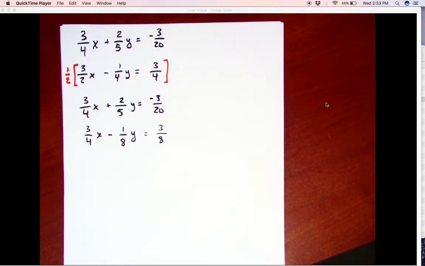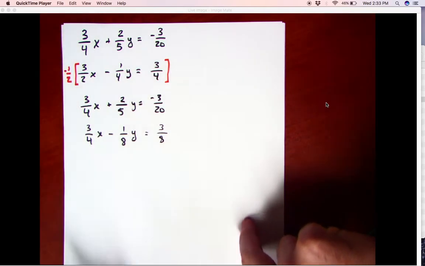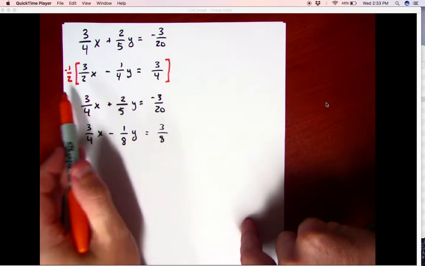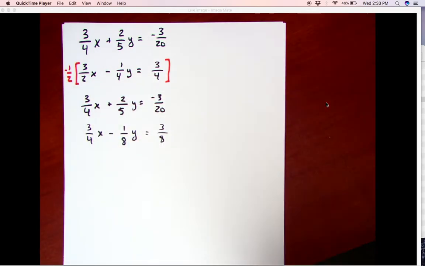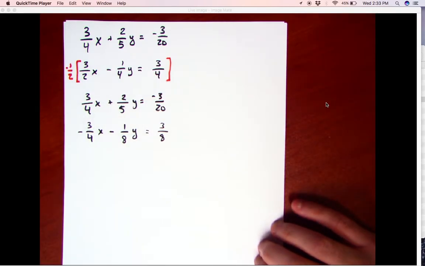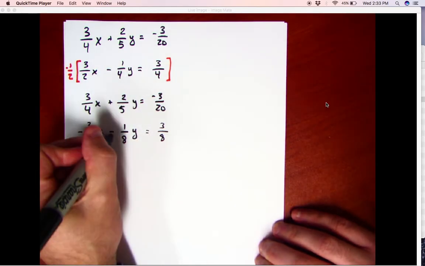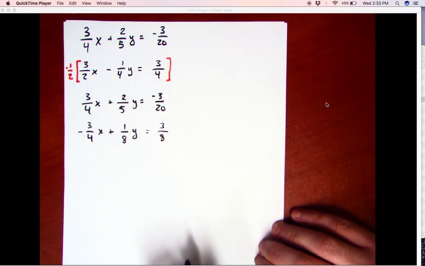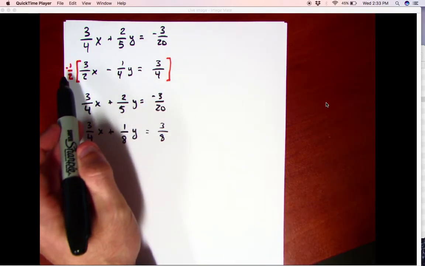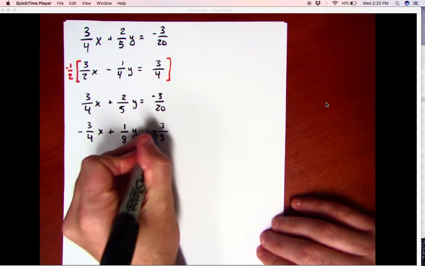But in order for me to fix that problem, I'm going to take this 1/2 and make it negative. So I'm going to multiply everything by negative 1/2. Now, when I do that, negative 1/2 times 3/2 gets me negative 3/4. Negative 1/2 times negative 1/4 gets me positive 1/8. Negative 1/2 times 3/4 gets me negative 3/8.